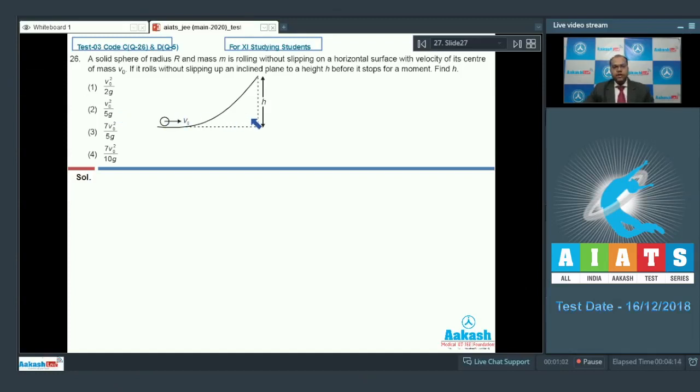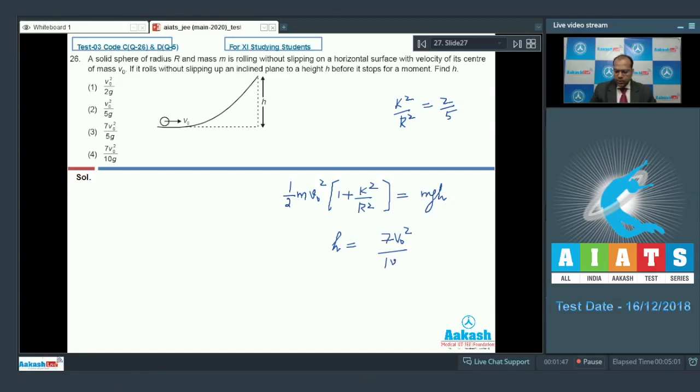So at the moment when it reaches the height h, the only mechanical energy it possesses is potential energy. So I can apply the principle of conservation of mechanical energy as the rolling is pure rolling. So half m v0 square into (1 plus k square by r square) must be equal to mg into h. In the case of a solid sphere, the value of k square by r square is 2 by 5. So if I substitute this data, the value of h comes out to be 7 v0 square upon 10g.